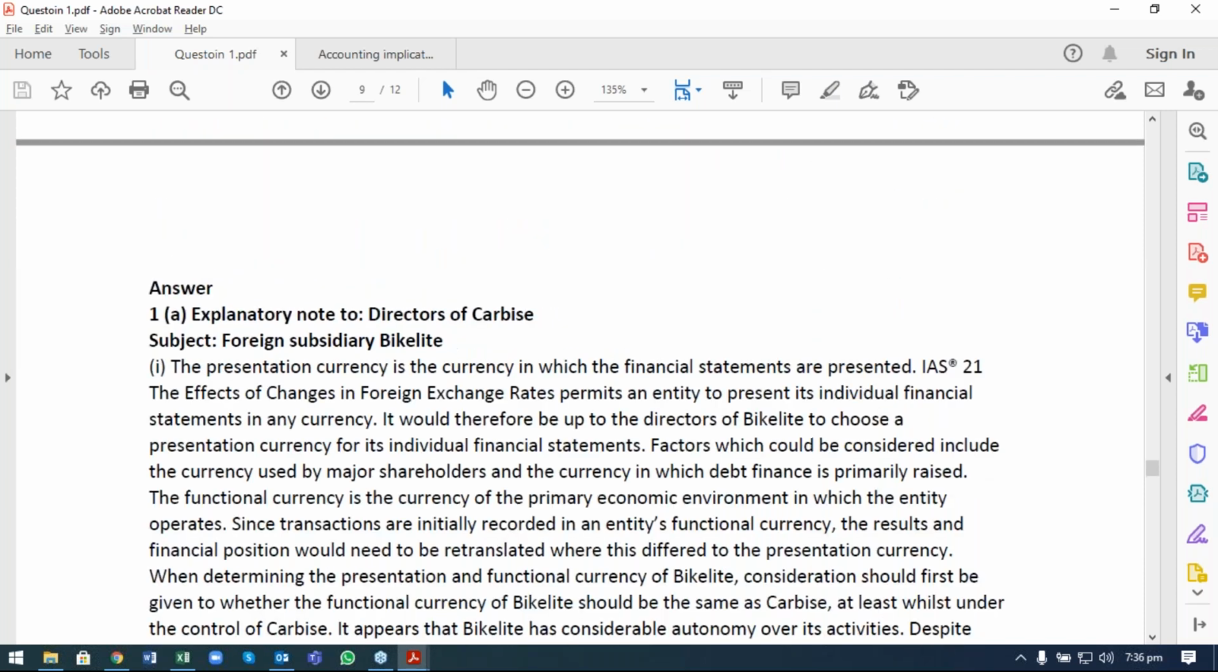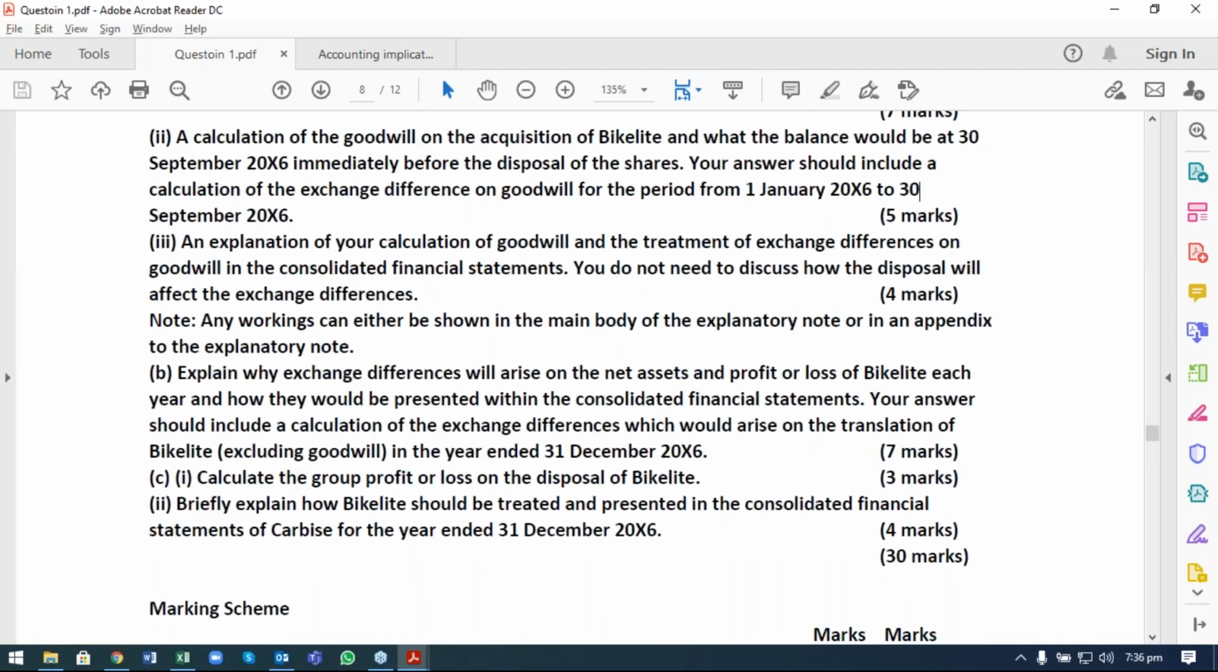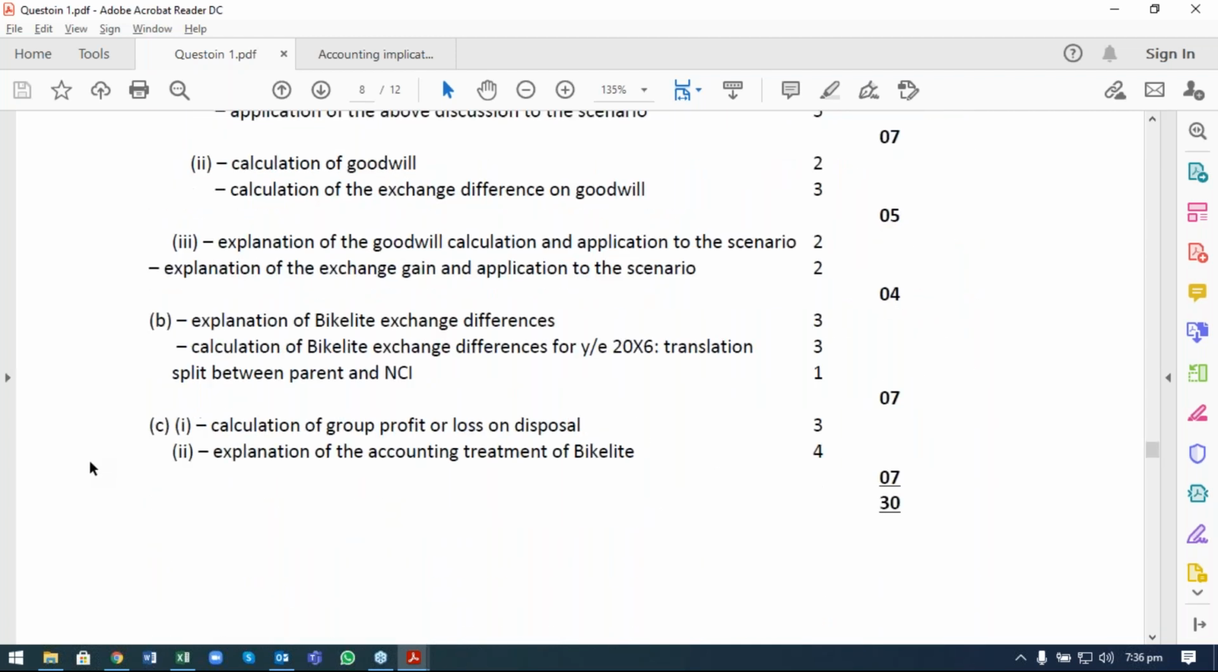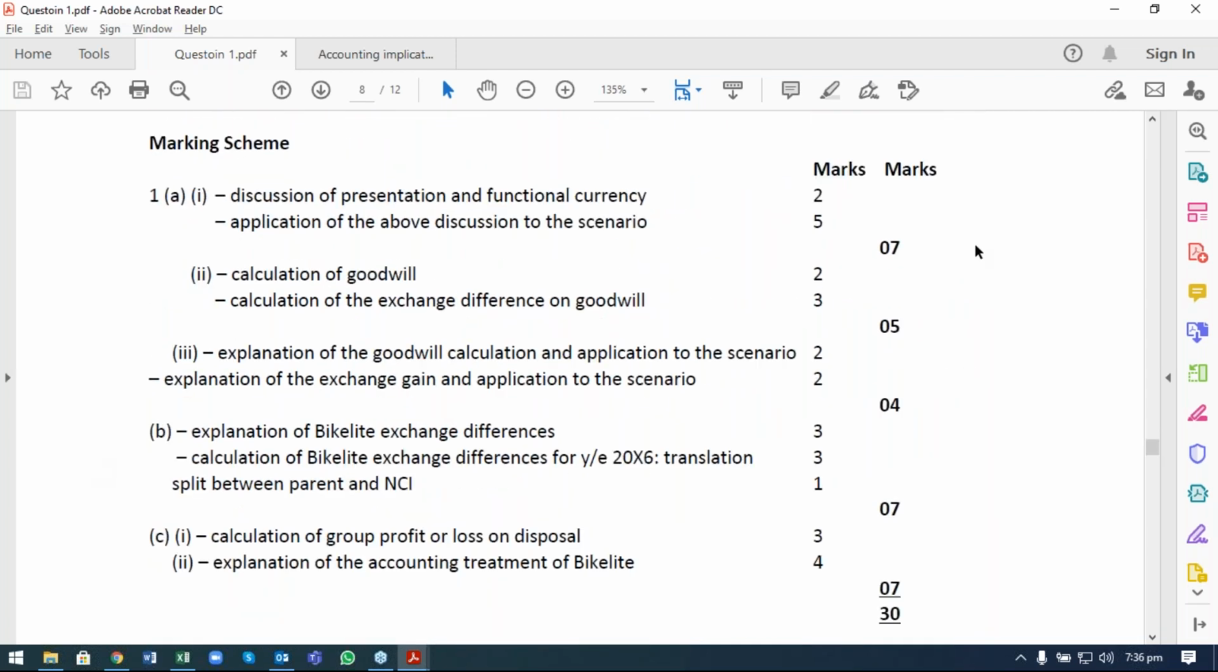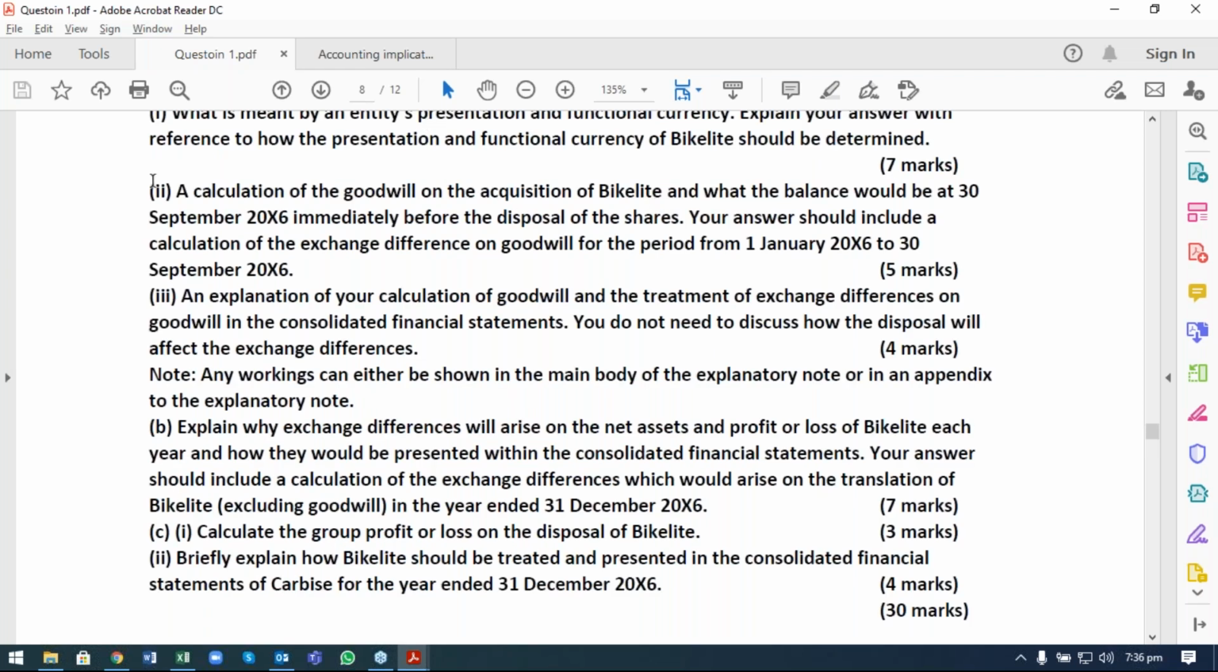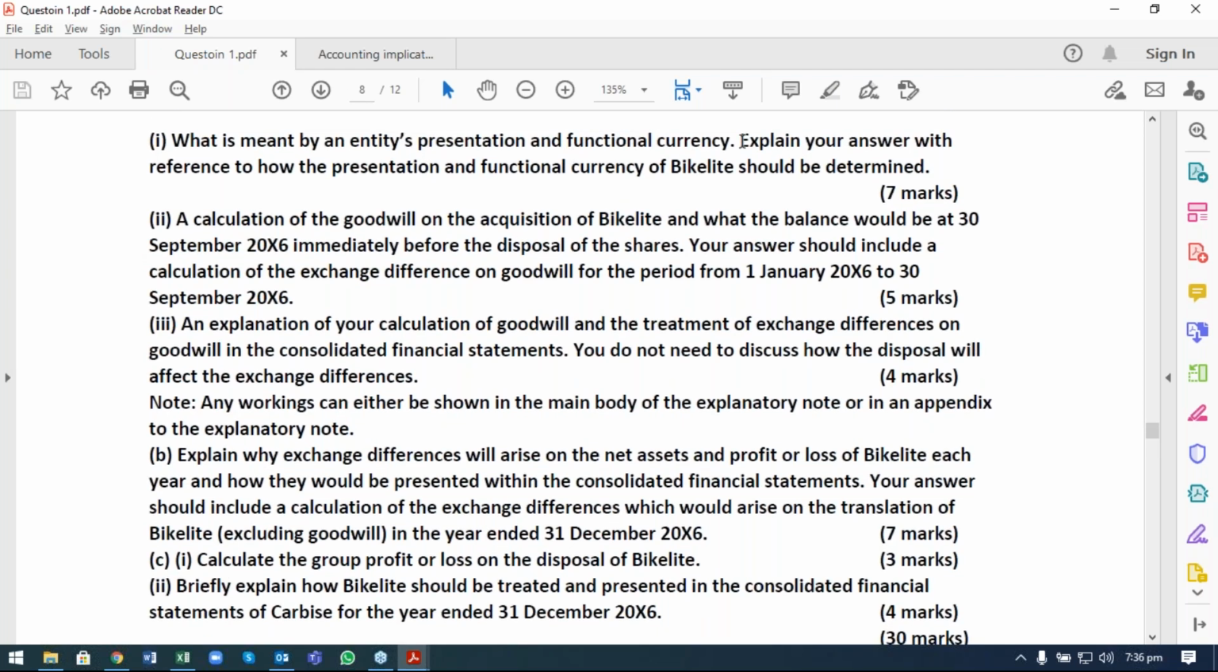Looking into the answer, if you look at the scoring scheme that was provided, you have in total 7 marks. Discussion of presentation and functional currency. We missed identifying what functional and presentation currency are. I believe there is a requirement here on what is meant by an entity's presentation and functional currency. So we have missed this section altogether. Are you getting the point?